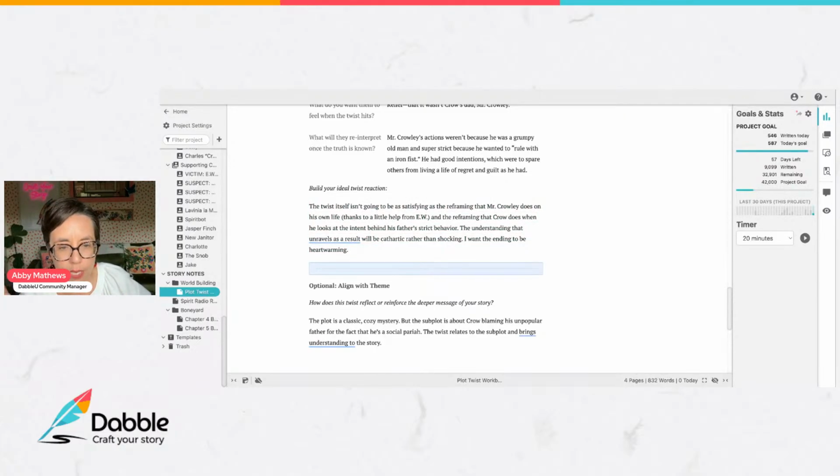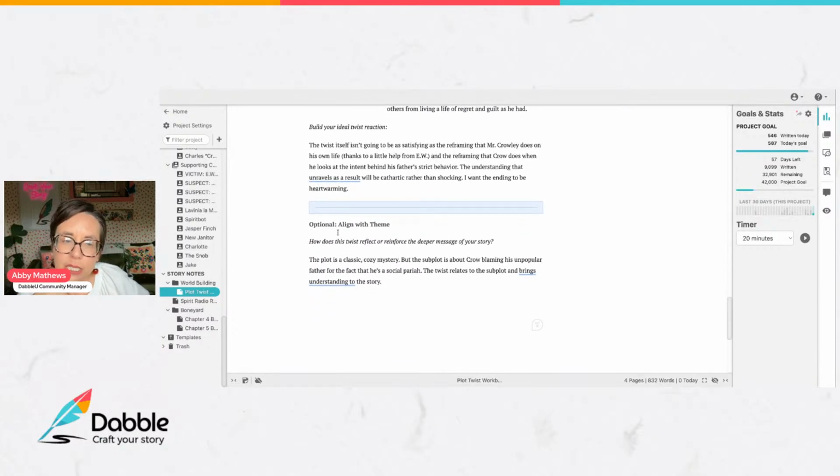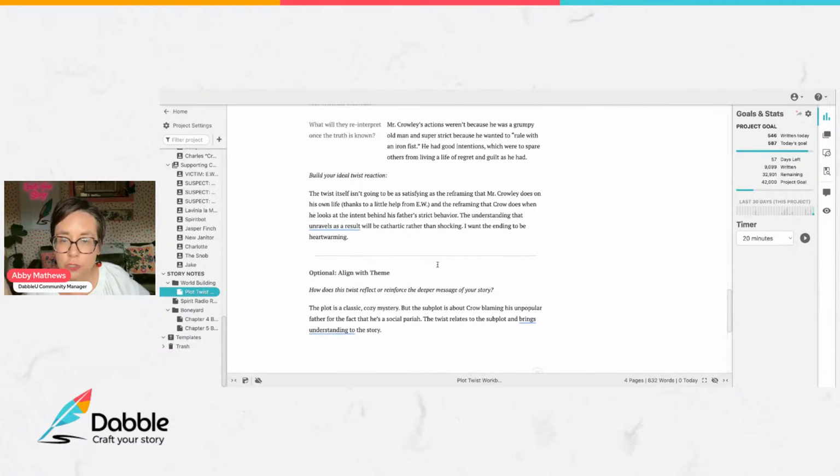because I wanted the end to be heartwarming, right? And it's going to align with my theme because this plot is a classic cozy mystery, but the subplot is about Crow blaming his unpopular father for the fact that he's a social pariah, right? And so this twist relates to the subplot and brings an understanding to the story.